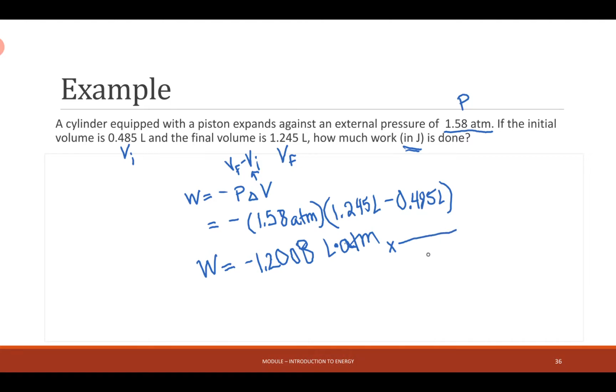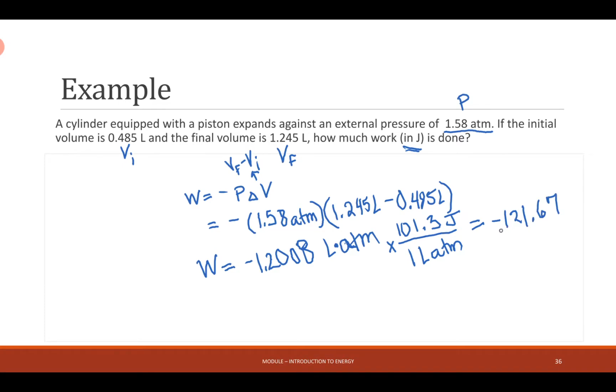And so that's going to be 1 liter atmosphere down here. And I'll use our simplified conversion from the previous slide. And so that's going to be negative 121.67.